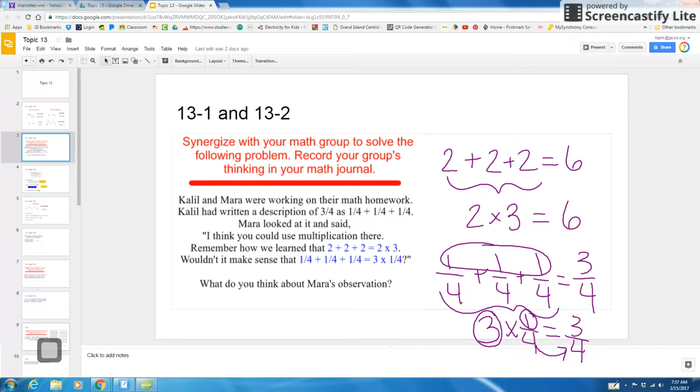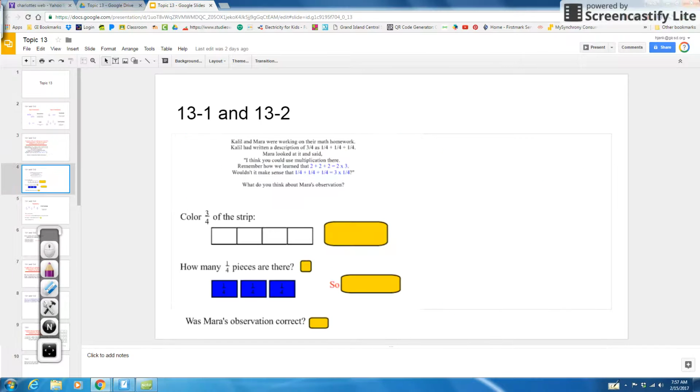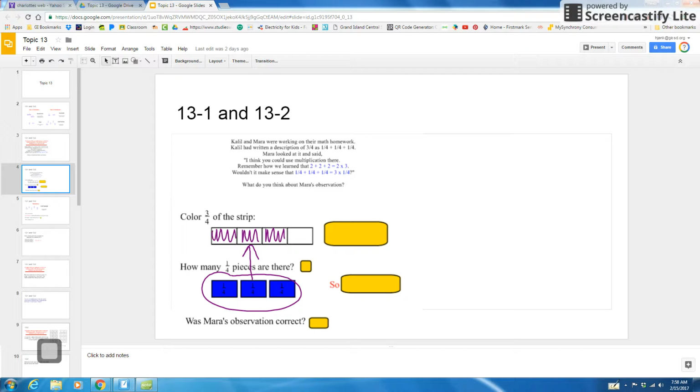Let's take a look at the next slide here to explain this a little bit better. It says here we have our strip of 3/4. It's the same problem. So if I was to color 3/4 of the strip, we have 3 1/4 pieces, and I take that 3, so I have my 3 times that 1/4, so we get our 3/4.